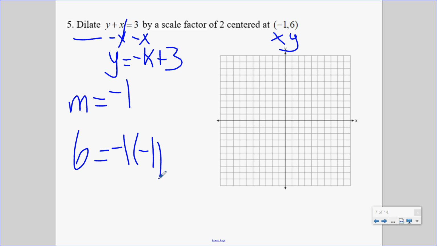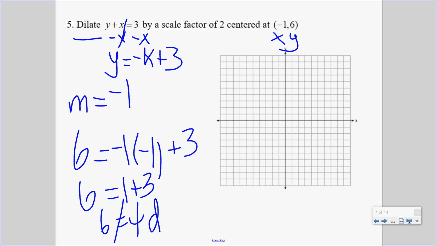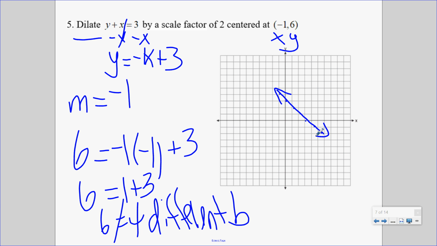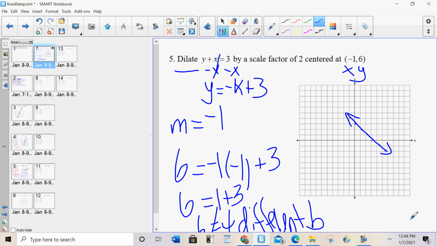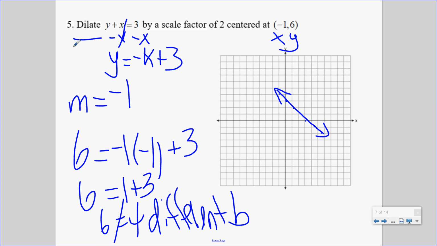Y is 6, x is -1. They are not equal, so it's got to have a different b. And again, that should be enough to answer the questions in the Regents, but we're going to now find the b by graphing it. -x plus 3. The center is (-1, 6). So all I really need to do is dilate 1 point.